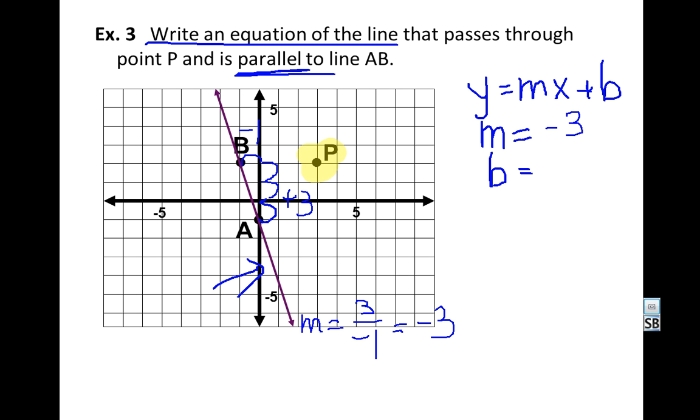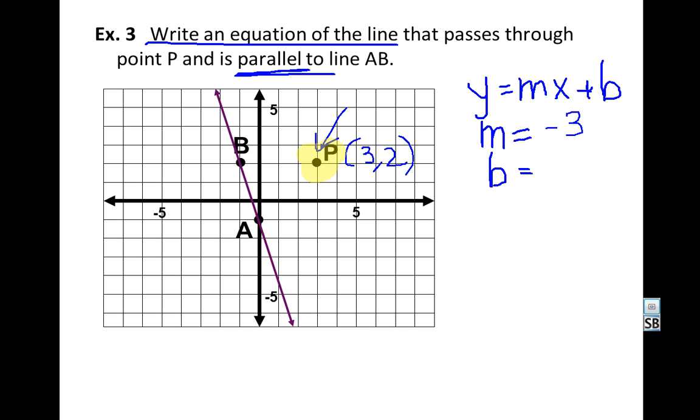Well, that's the thing. I don't know the y-intercept of my equation. I know the y-intercept of this line that's given, the purple line, but I don't care about that, really, right? I need the y-intercept of my line, which is not the same as this purple line. But one thing I do know is a point that goes through my line, which is right here, P. I need the coordinates of this point, which happens to be 3, 2.